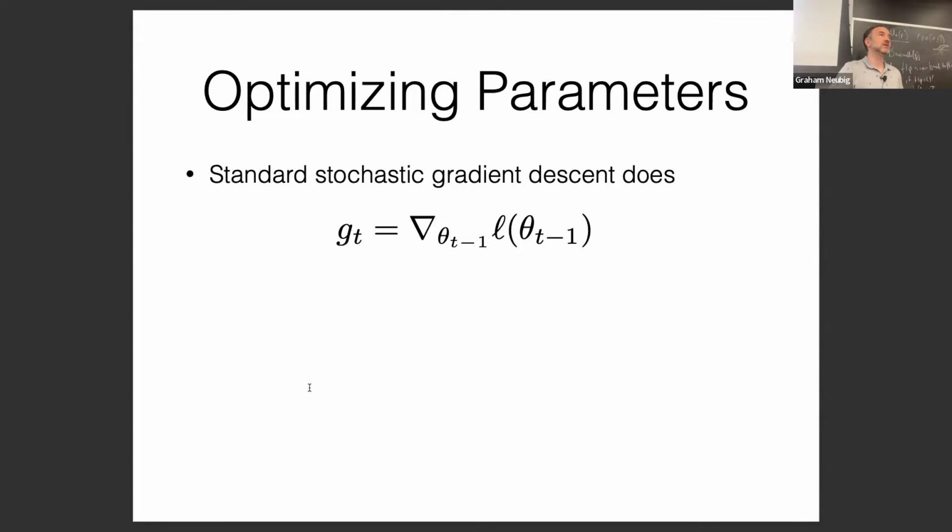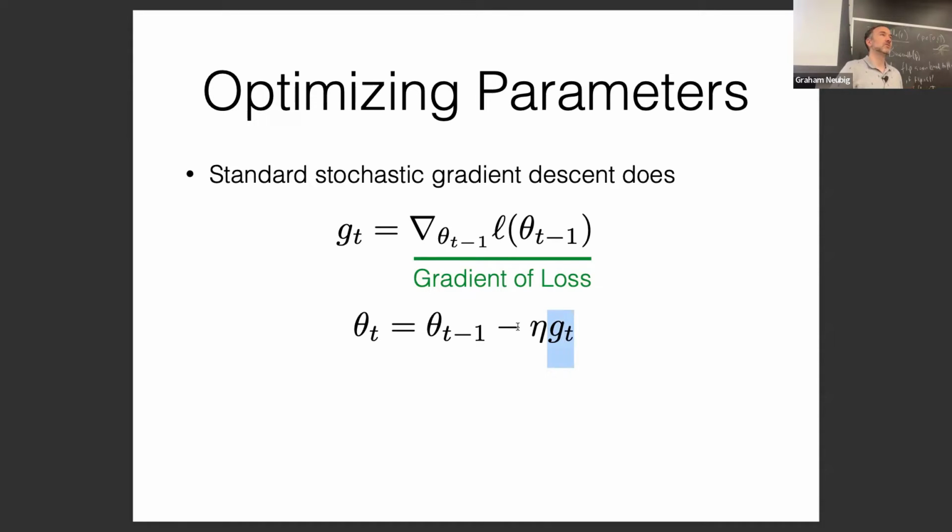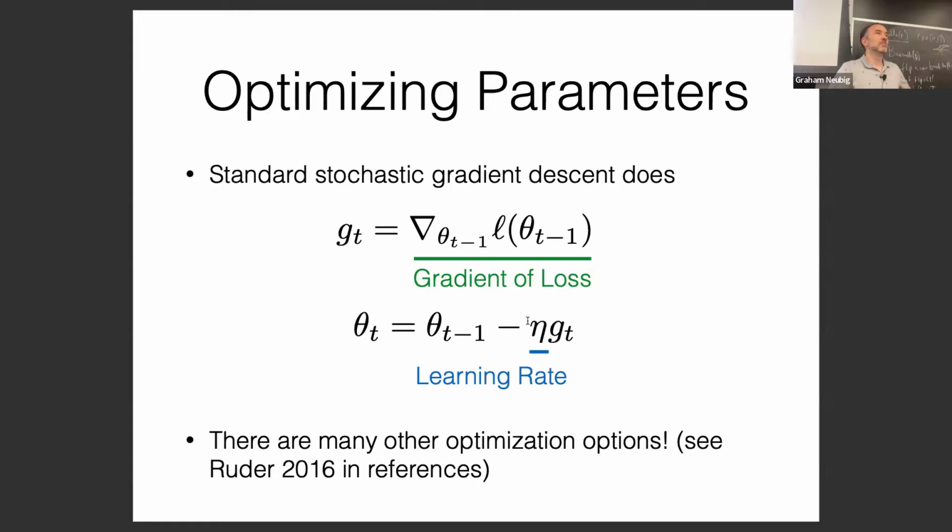g_t is our gradient, and we take the gradient of the loss, and then we move in the direction that lowers it. So that's why we're subtracting here. And then we have a learning rate, eta. This learning rate could be 1, it could be 0.1, 0.01, et cetera. There are many other optimization options. I have a survey of various optimizers in the references if you want to learn more, and I'm going to talk about Adam in a second. But this is the basic idea.